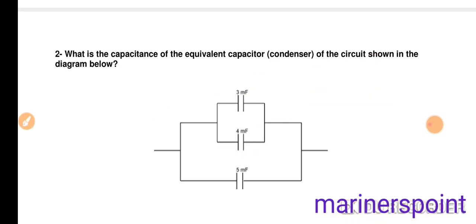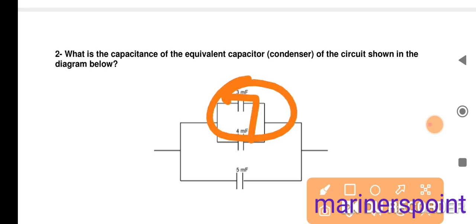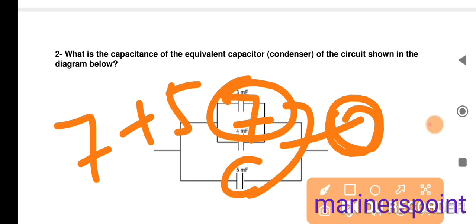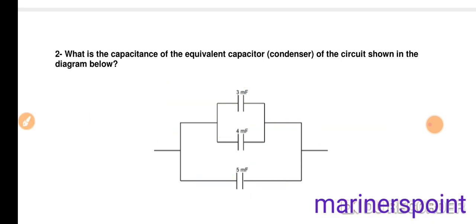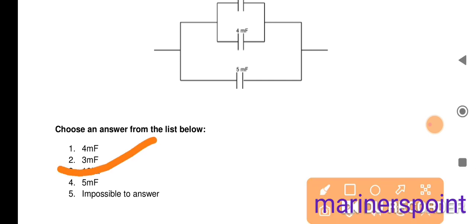Okay, now let us assume this is 7 and 5. These two figures are again in parallel, then our equivalent capacitance is 7 plus 5, which is 12. The right answer is the third option.